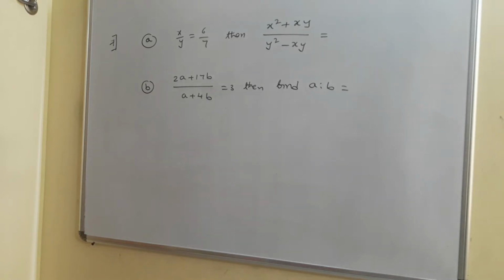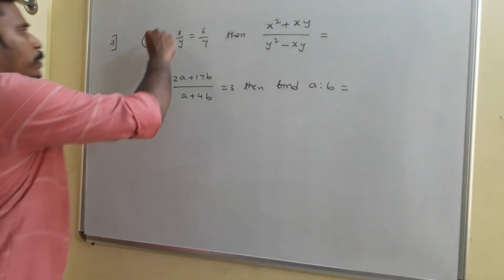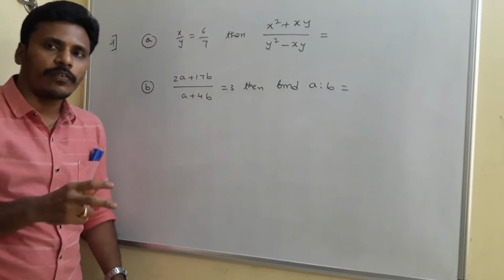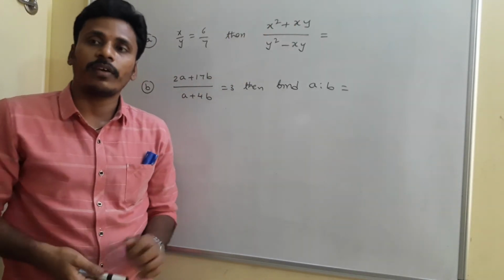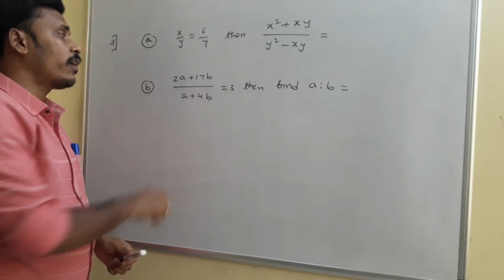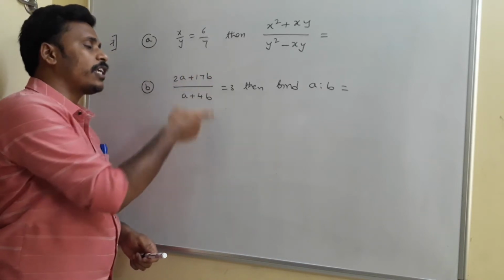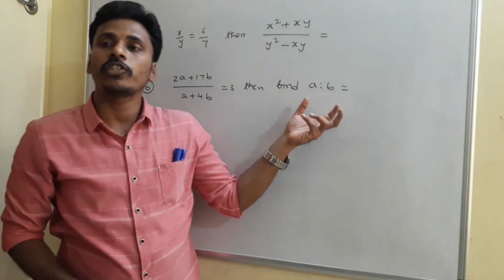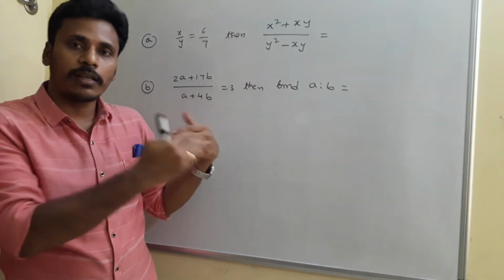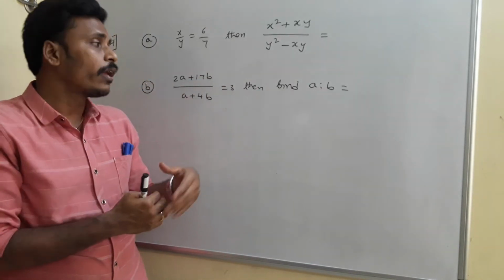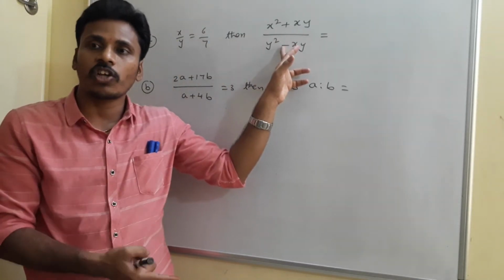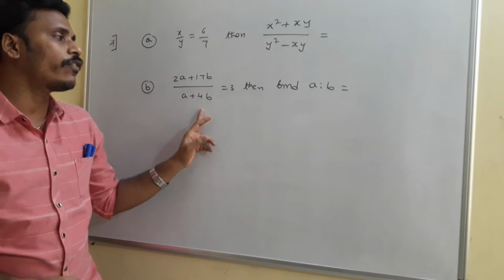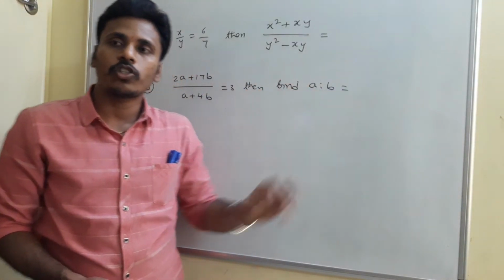Just observe that x by 7. See, x by 7 ratio between x and y is given, and the value of this expression in terms of x and y is asked. Okay. And here a relation on a and b is given, and the ratio between a and b is asked. Okay. Both the problems are, see, if and only if situations. Okay. If a direct ratio is given and a value of the relation is asked, or if a relation value is given and the value of the direct ratio is asked, and these two we need to do.